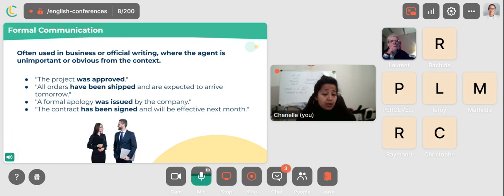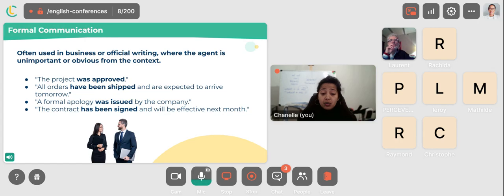We also use the passive voice in formal communication. It is often used in business or official writing, where the agent is unimportant or obvious from the context. For example, the project was approved. All orders have been shipped and are expected to arrive tomorrow. A formal apology was issued by the company. The contract has been signed and will be effective next month.